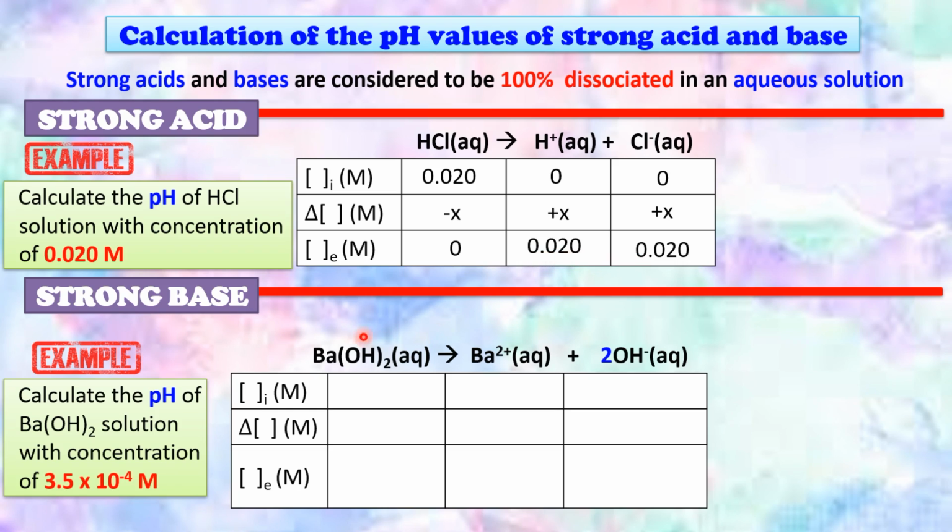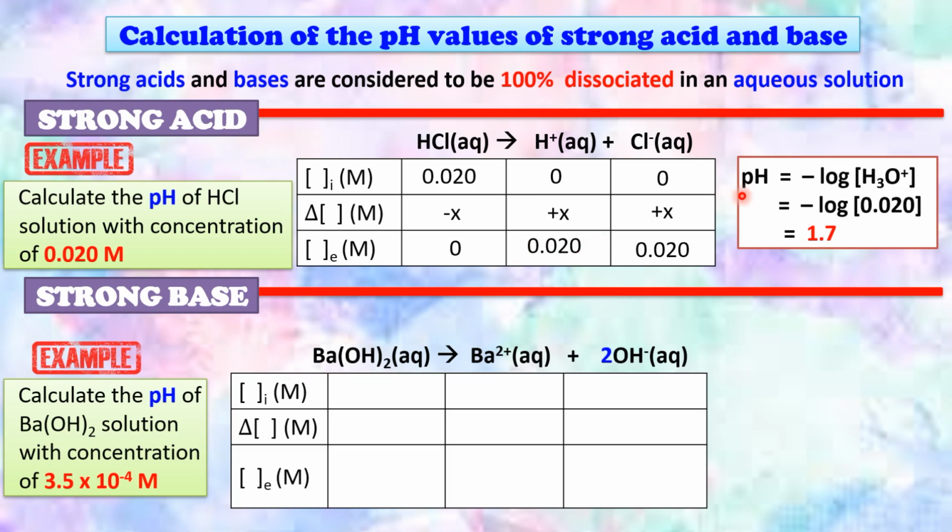Alright, next, our target here is to calculate the pH. So we have to use the concentration of H+ ion at equilibrium. Use the formula pH equals negative log of concentration of H3O+. Substitute the values and you will get the pH here is 1.7.